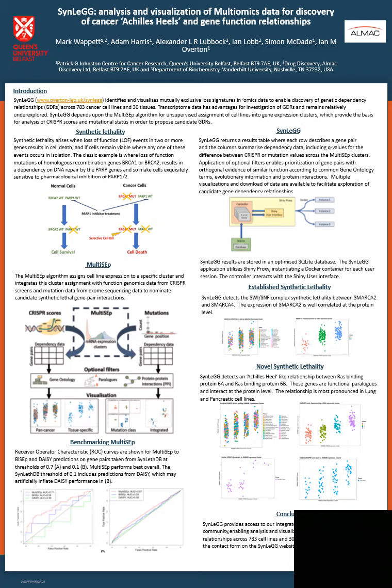And finally, novel synthetic lethality. We've prioritized functional paralogs that interact at the protein level, and of these, the most interesting we think is probably RAS binding protein 6A and 6B, which you can see here. And this relationship is most pronounced in lung and pancreatic cancer cell lines.